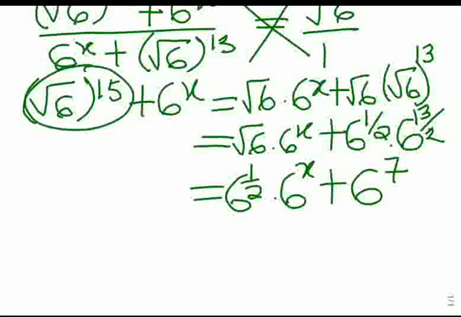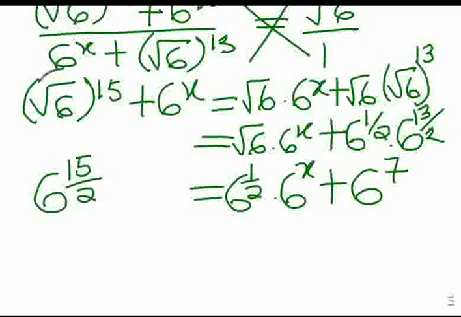By this other side, I am going to have 6, that will be written as 6 raised to power 15 over 2. The square root there becomes this 2 we have here. I bring down the other 6 raised to power x. What do we do next?